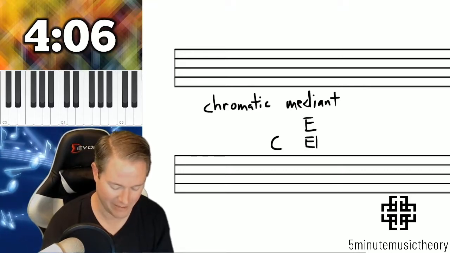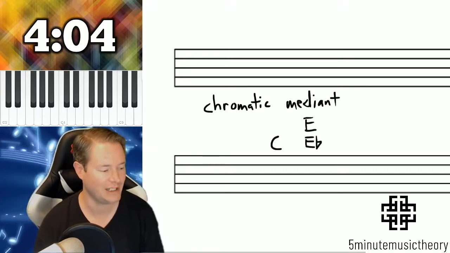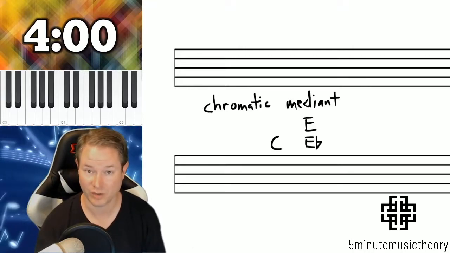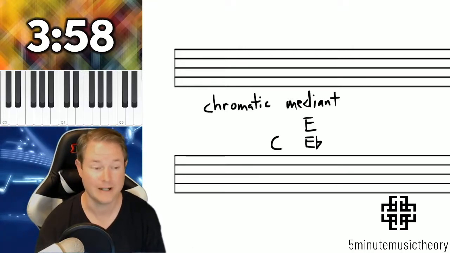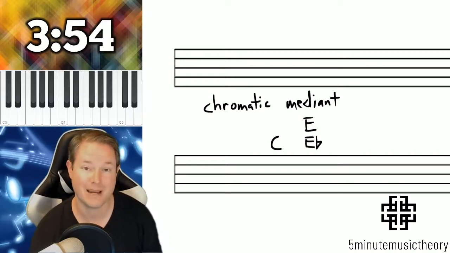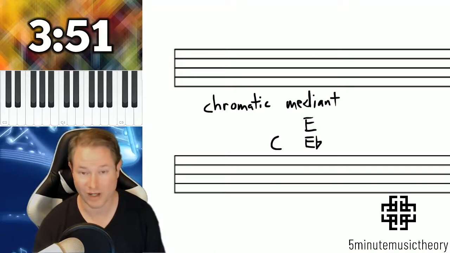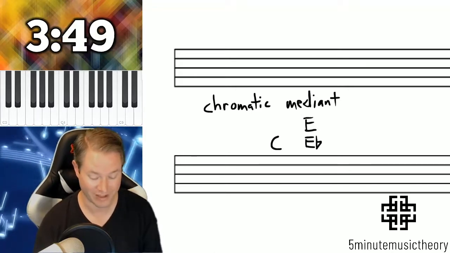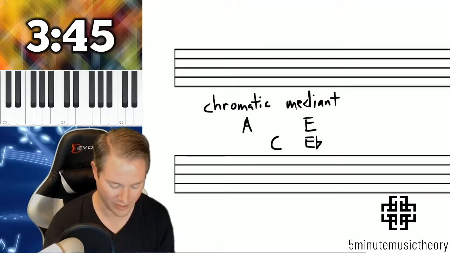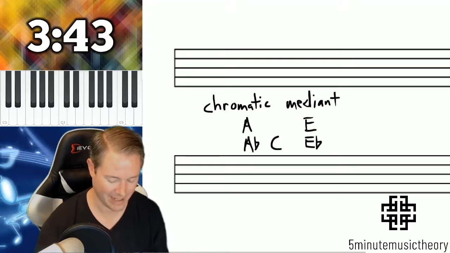E major and E flat major are both chromatic mediants of C major. They're both a third away. One is a major third, one is a minor third, and they're both major. They have to be major in order to be chromatic mediants, or they have to be the same quality as the original key. So if it were in C minor, then the other chords would have to be minor as well. And then we can go the other direction as well, A and A flat.